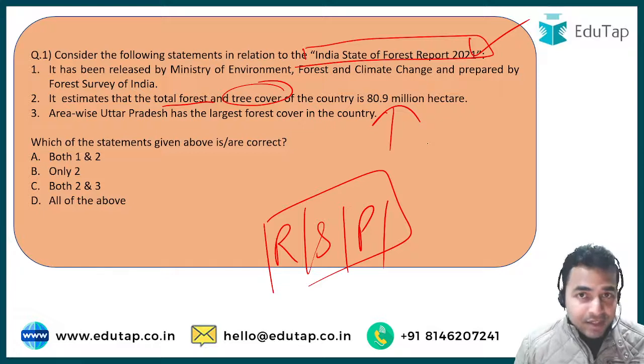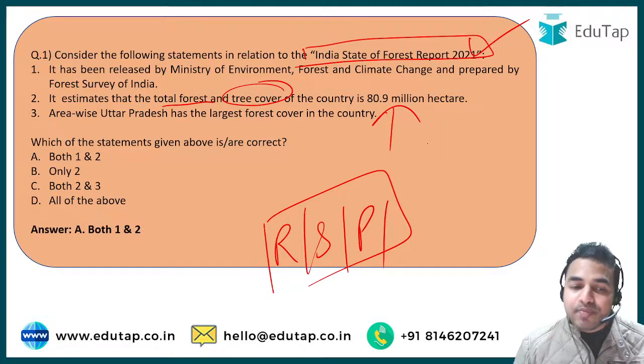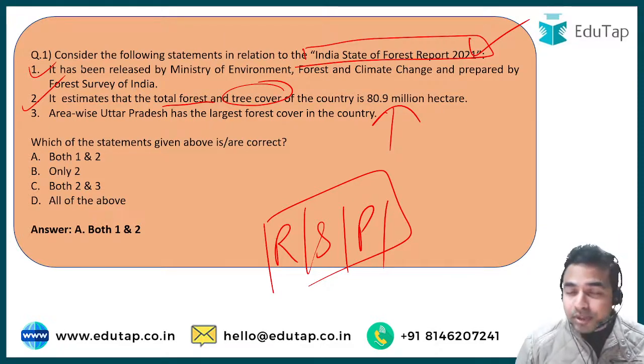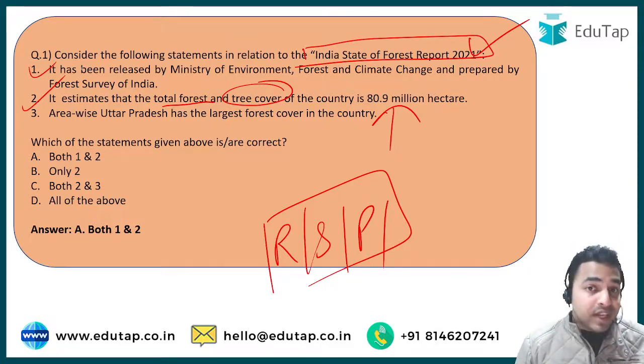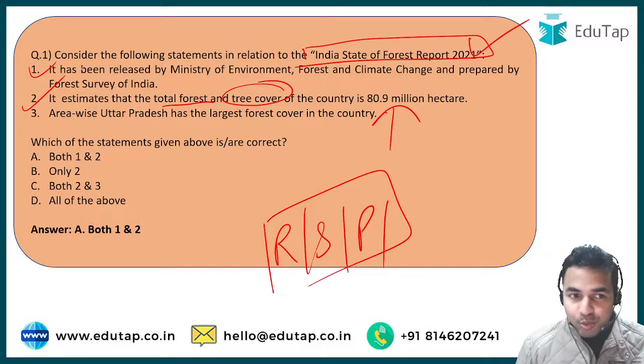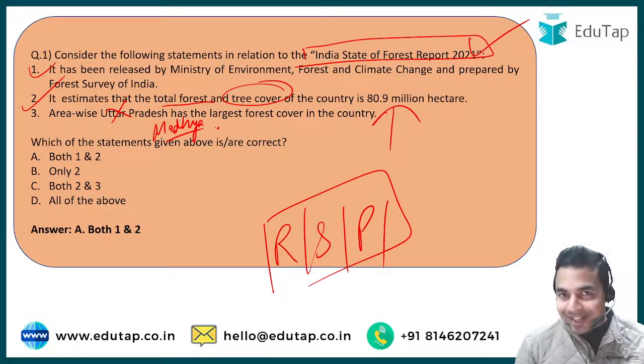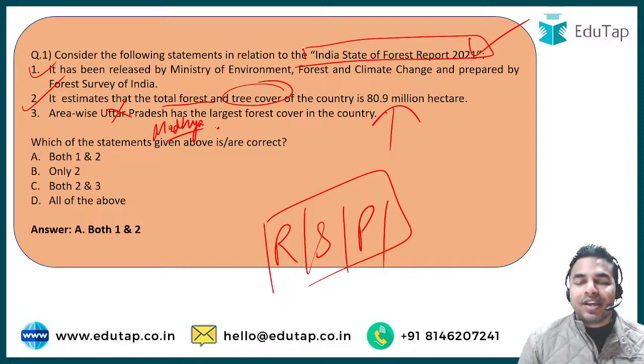And when we talk about the right answer to this particular question after analyzing all these statements, then my dear learners, the right answer is both 1 and 2, that is statements 1 and 2 are correct. But when we talk about statement 3, there is some error in it, as it says that area wise Uttar Pradesh has the largest forest cover in the country, but as per the India State of the Forest Report 2021, the state which is having the largest forest cover in the country is not Uttar Pradesh, instead it is Madhya Pradesh. So that is the reason that the third statement is incorrect, and the right answer is option A, that is both statements 1 and 2 are correct.